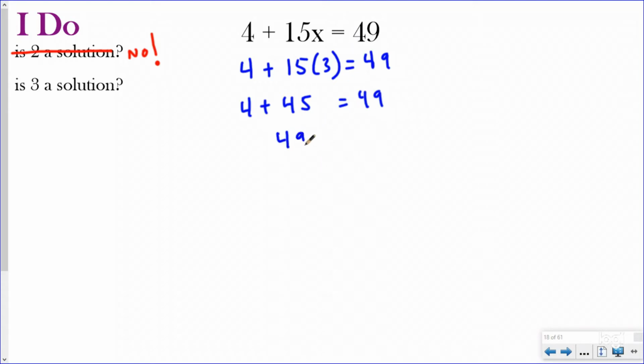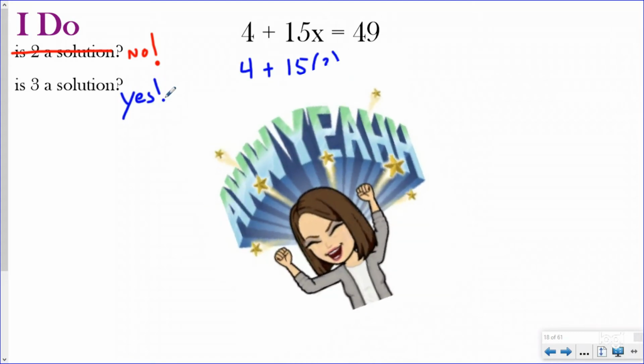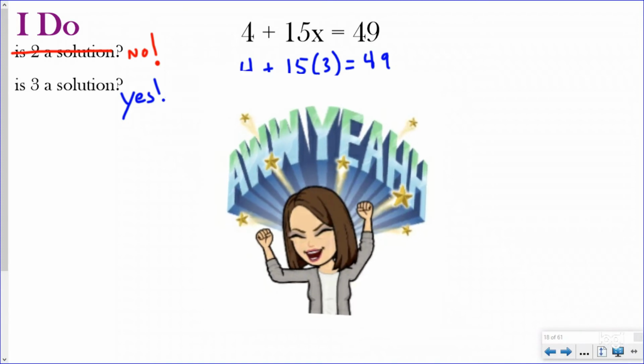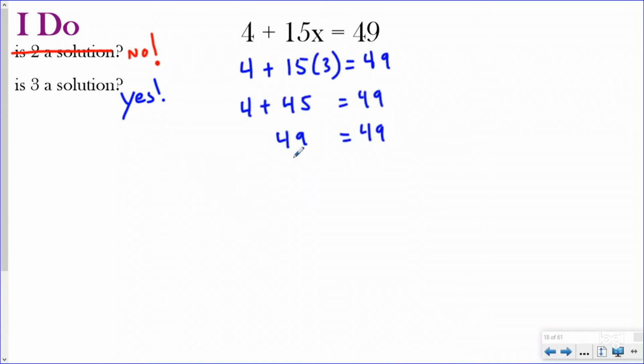And when I add these together, I can in fact see that 49 is a balanced scale. The expressions are equal to each other when I put 3 in for x. So we would say that that 3 is a solution for this linear equation. Okay? So this is what we call a check. We're checking to see if the solution we found works to make sure that our balance is still in fact balanced. But today we're just giving you the solutions for you guys to check.